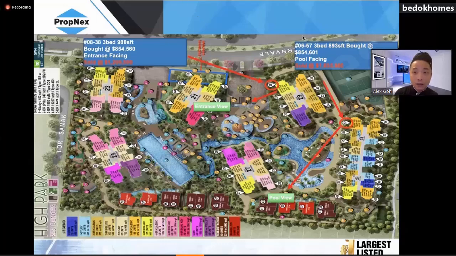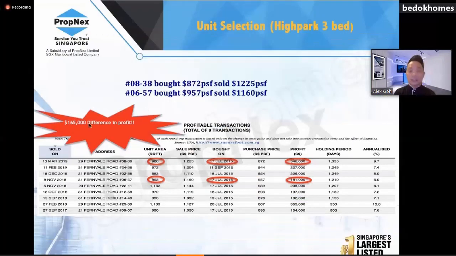Now we look at the outcome. Stack 0657 is sold at 1.035 million. 0838, the one that we say is not the best facing one, sold at 1.2 million. So the difference is 165,000 in profit, which I would say is really a lot of money to me. And you can see they both bought the unit on the same day.